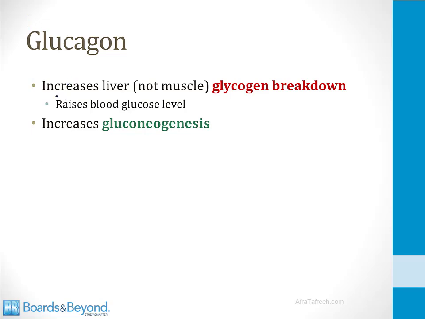One of its main effects is to increase the liver breakdown of glycogen. This will raise the blood glucose level. Importantly, it does not break down glycogen in muscle. The breakdown of glycogen in muscle is largely triggered by calcium and exercise. Glucagon also increases gluconeogenesis. This will stimulate production of glucose coming from the liver.